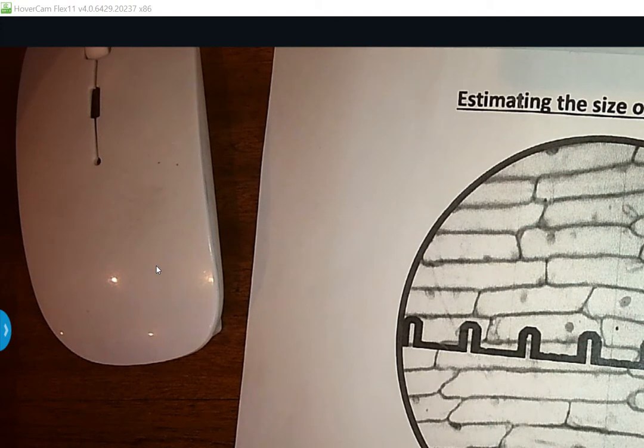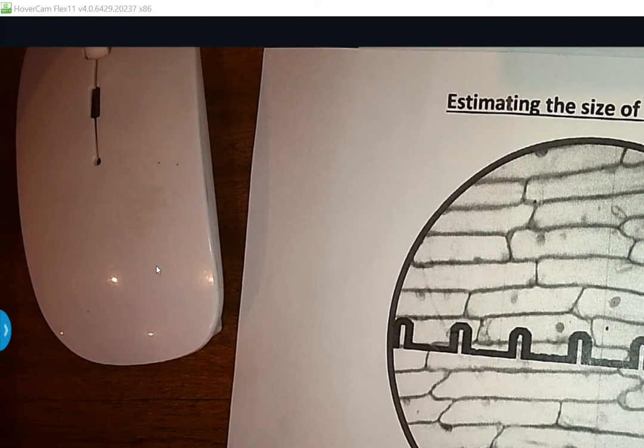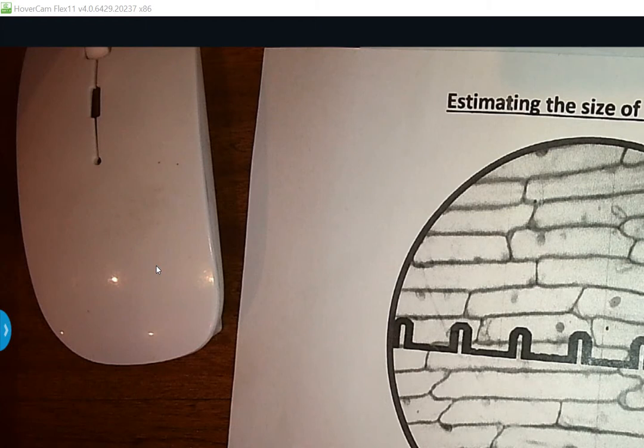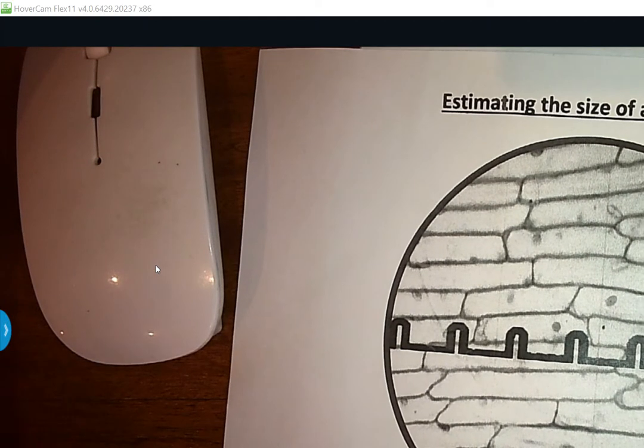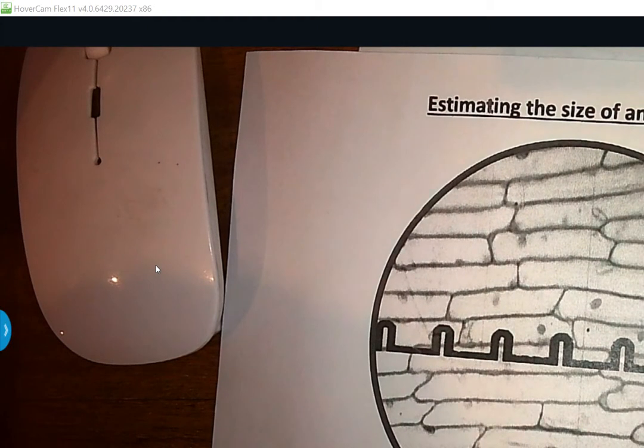Hello, I thought I would explain to you how you estimate the size of a cell if you are given the field diameter. So the formula that you want to know is this. The cell length is equal to the field diameter, which is just the length of the field, so that is the length across here, and then you divide that by the number of cells, so the number of cells in the field diameter.